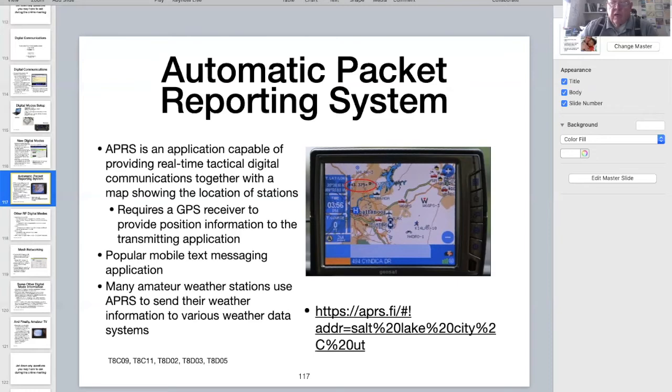This system has been so popular and useful that the trucking industry copied the capability and they run it on commercial frequencies. Of course, the amateur radio version is free. Trucks pay a fee to use their system. So here's a picture from APRS of my route a few weeks ago.